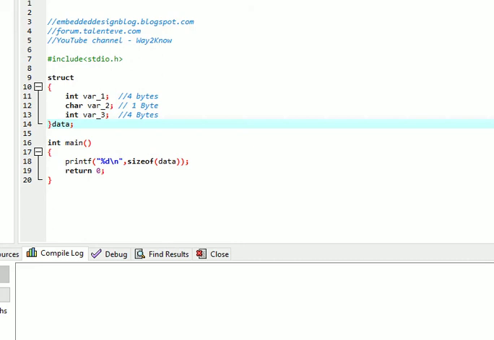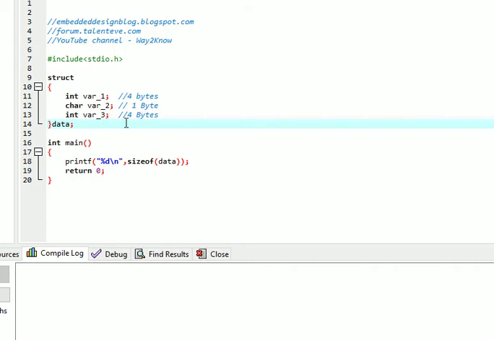Hello all. What we see here is a simple structure which has three elements. One is an integer, the second is a character type, and the third is an integer. The integer occupies 4 bytes, we know that, and this is based on the bit size of the system. Here we are talking about a 32-bit system, and the character occupies 1 byte. And there is one more integer variable, var_3, which occupies 4 bytes.